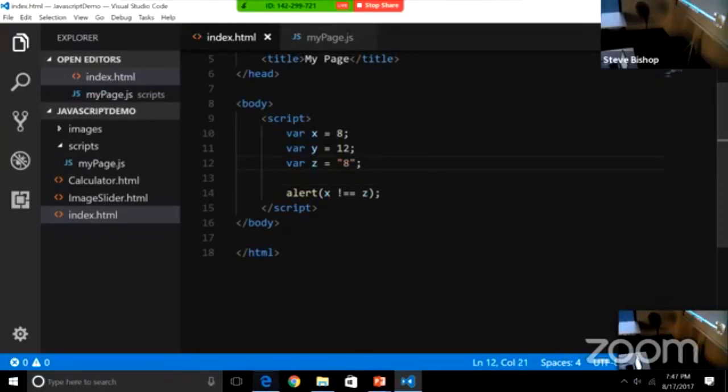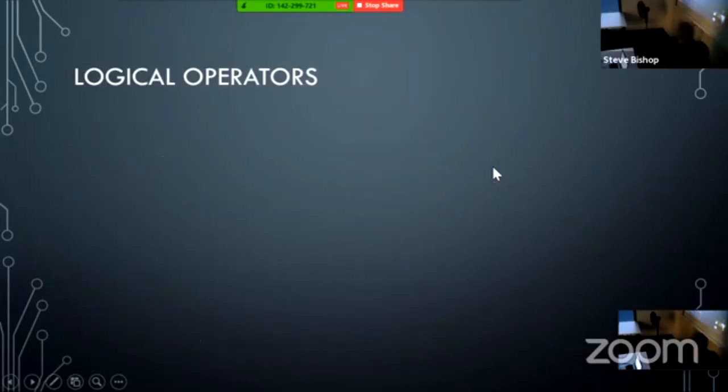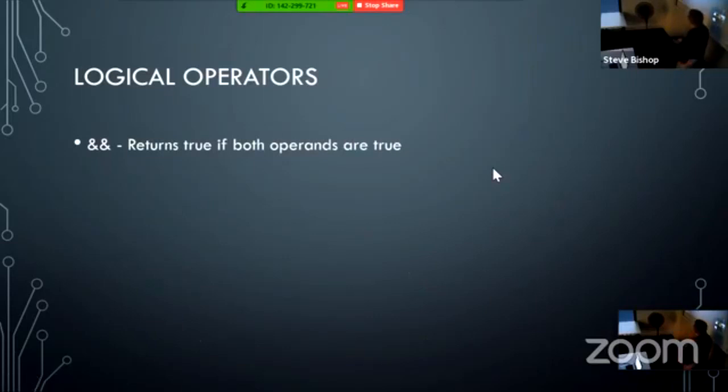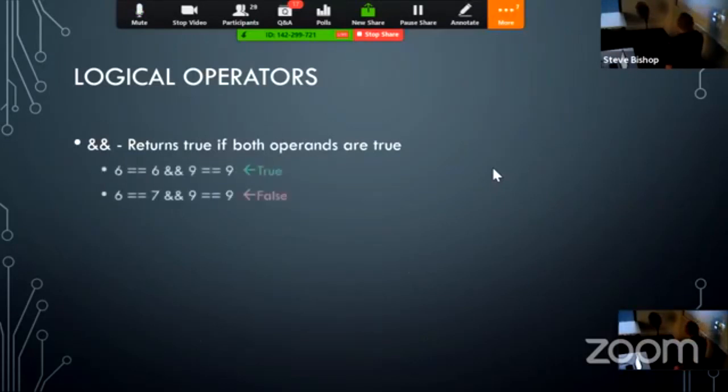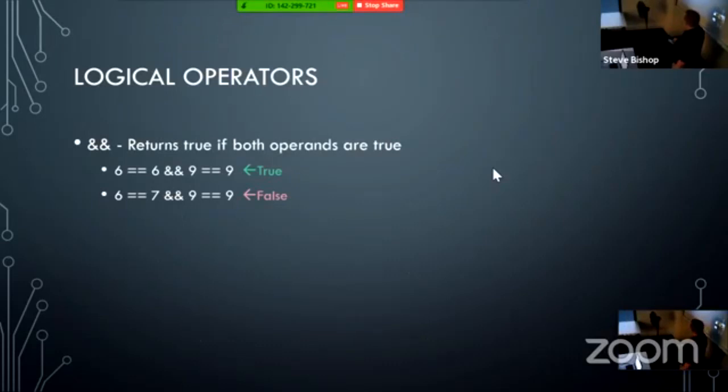All right. Moving along. Logical operators. And, ampersand, returns true if both operands are true. This is going to take some actual code, I think, to understand what's going on here. So if 6 equals 6 and 9 equals 9, then this whole expression is true. But 6 is not equal to 7, so even though 9 is equal to 9, both sides of this expression need to be true in order for this to return true. Since 6 is not equal to 7, that will return false, and this ampersand will only return true if both operands are true. Because one of these is false, it will return false.